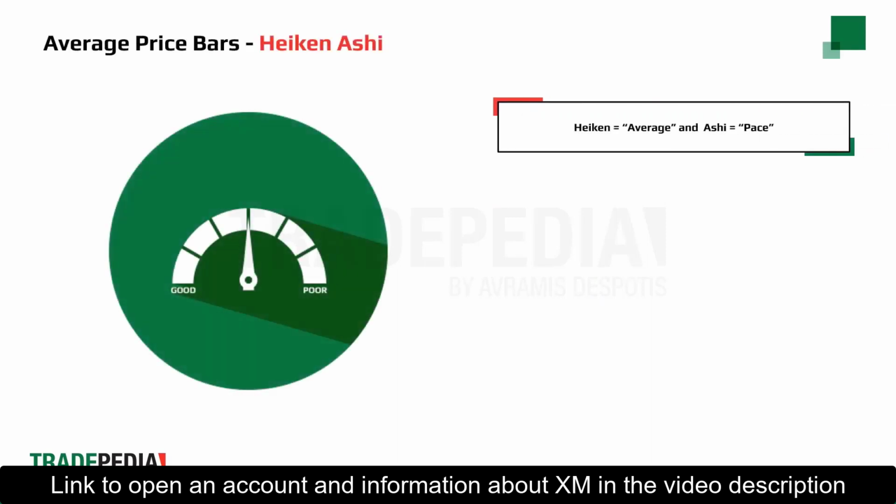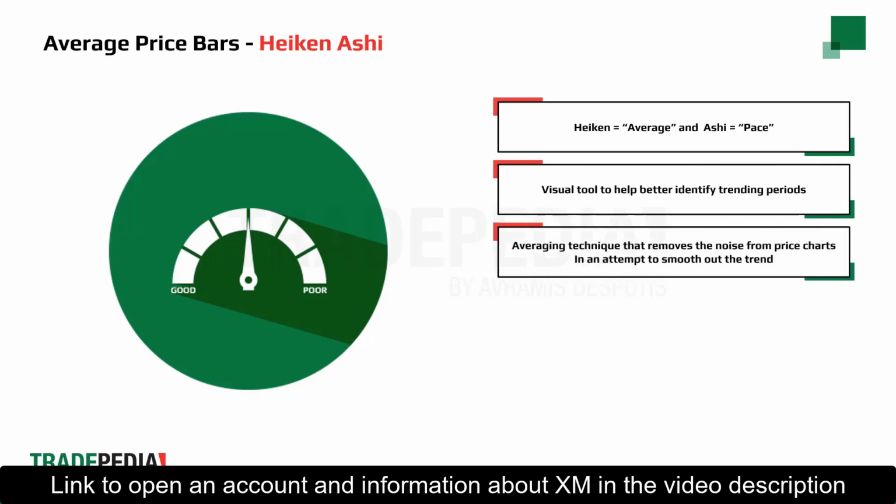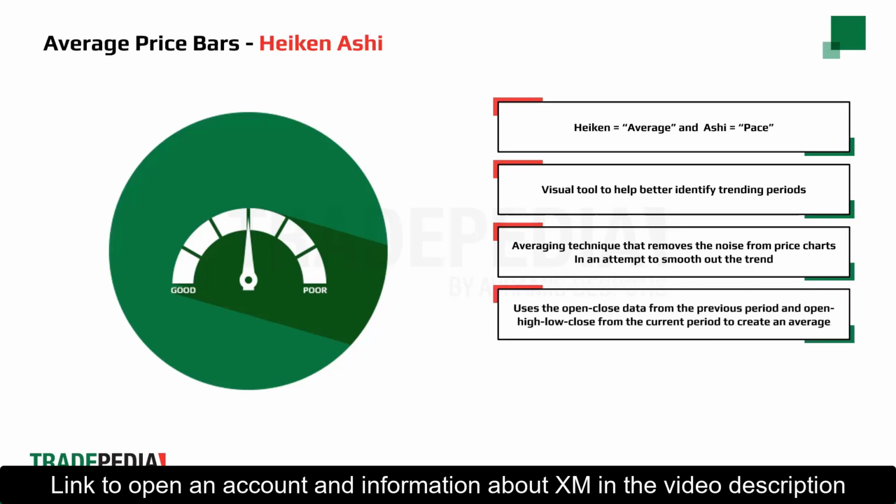Heikin is referred to average, and Ashi is translated to pace. Taken together, Heikin-Ashi represents the average pace of prices. It is a visual tool to help traders better identify trending periods. Heikin-Ashi is an averaging technique that removes the noise from the price charts in an attempt to smooth out the trend with high accuracy. This technique uses the open-close data from the previous period and the open-high-low-close data from the current period to create an average candlestick.